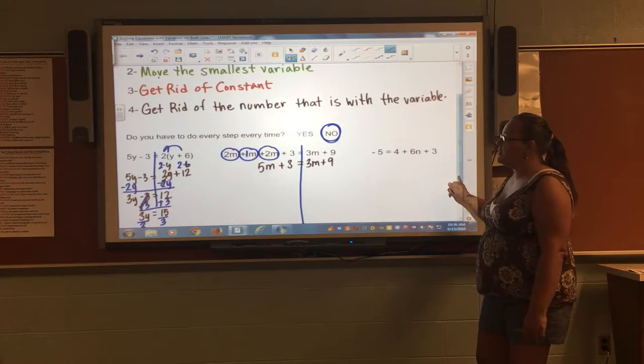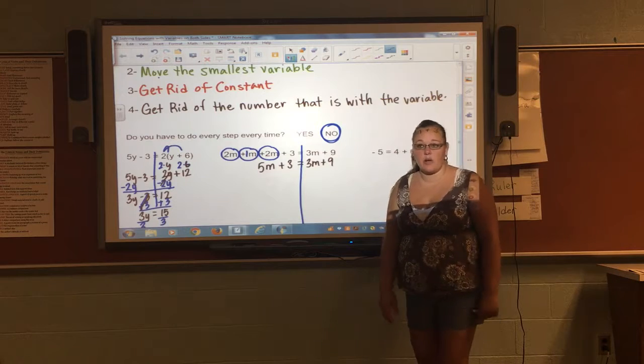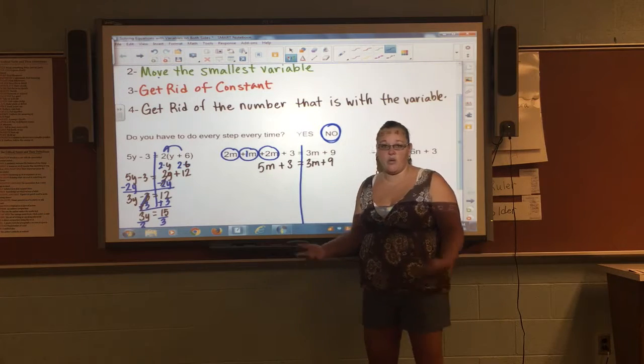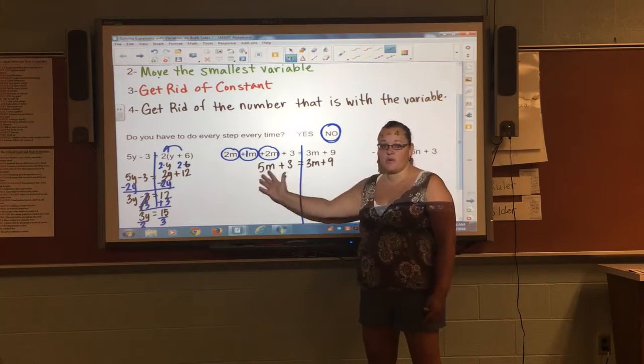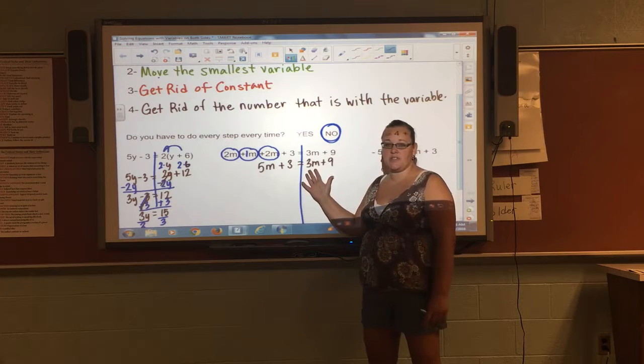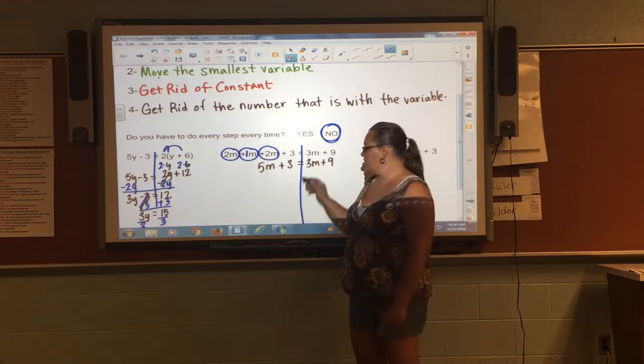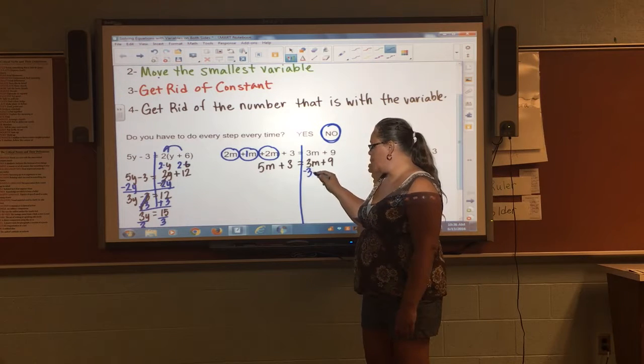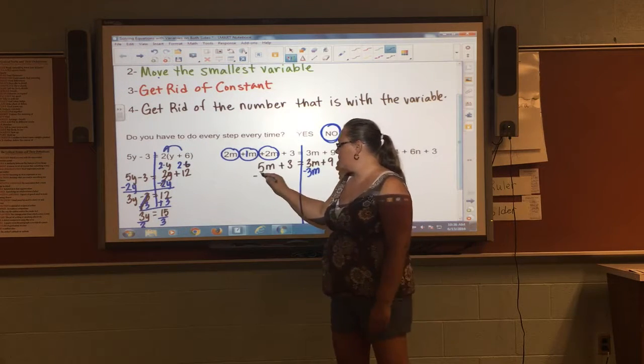The second step says to move the smallest variable. Do I have a letter or a variable on both sides of my equation? Yes. So we'll get rid of the smallest one, which happens to be the 3m. It's positive, so again, I'll put negative or minus 3m on both sides.